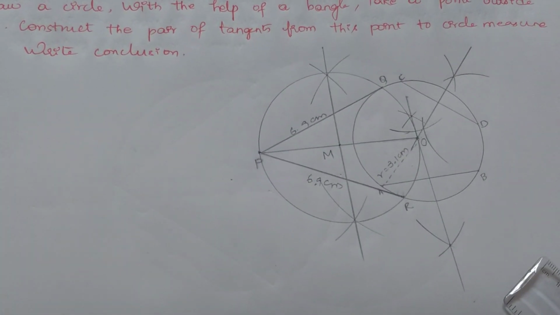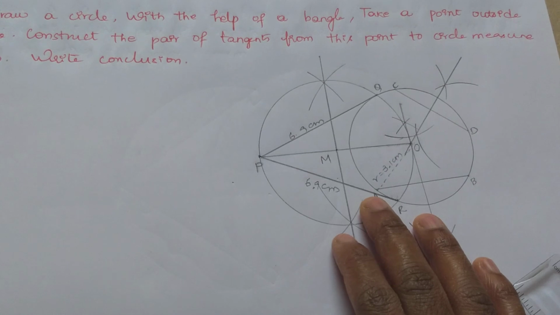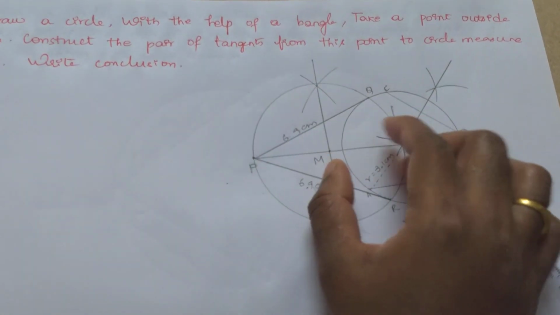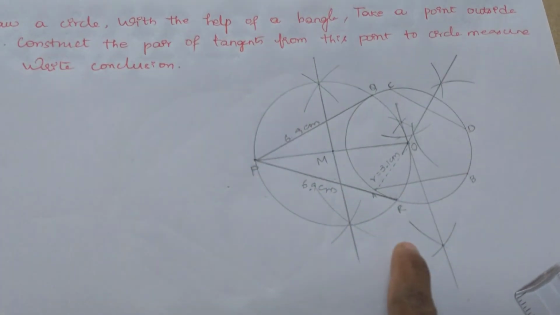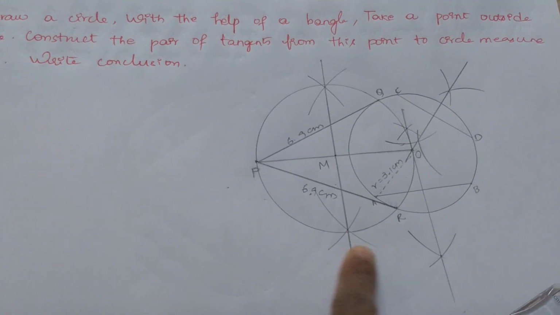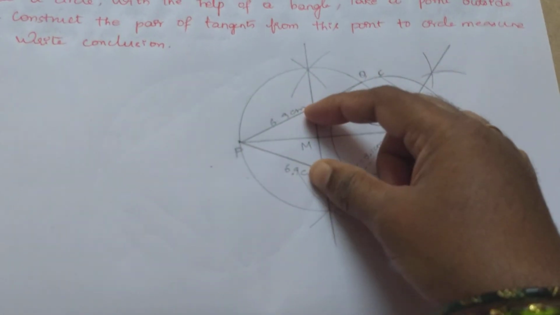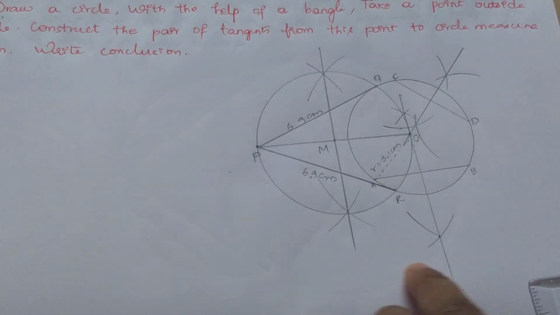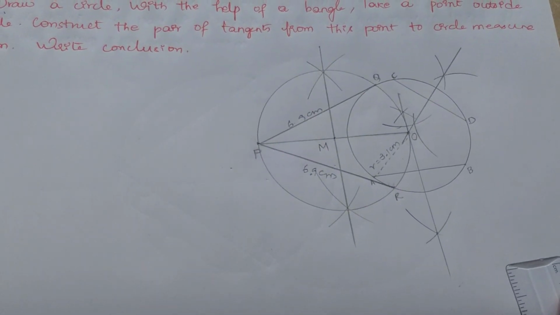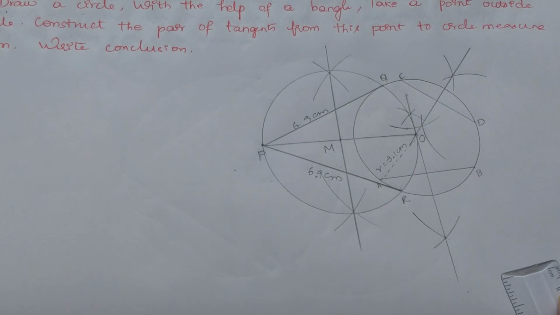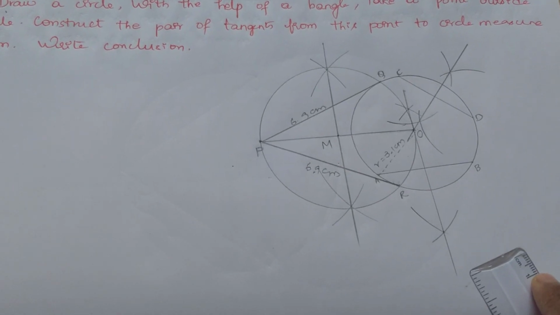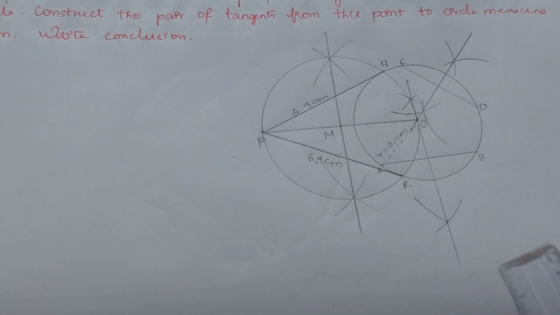Okay, so what did they ask us to do? We have drawn the tangents here. Tangents are PQ and PR. So the measurement is, the length of the tangents is equal to 6.9 centimeters. So hence PQ and PR form the tangents to the circle with center O. Clear? So now let's write the construction steps.